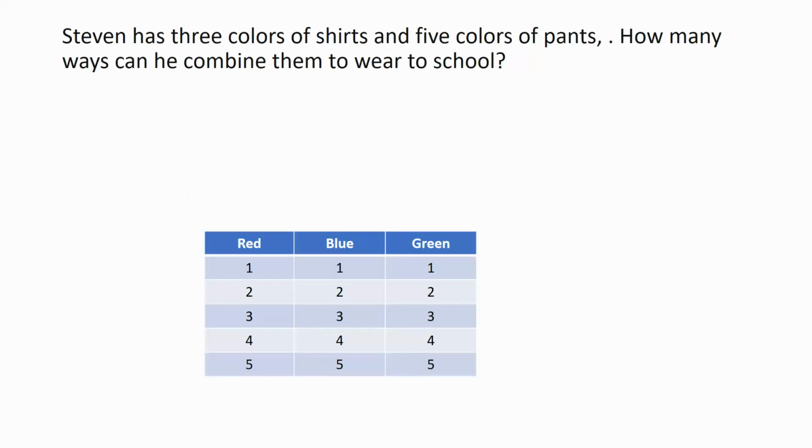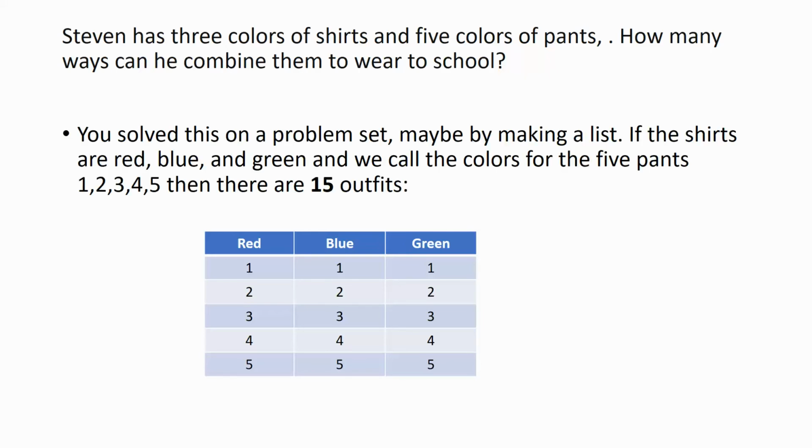In this screencast, we're going to explore the multiplication principle, something you've actually seen already in one of the homework problems. Stephen has 3 colors of shirts and 5 colors of pants. How many ways can he combine them to wear to school? And you solved this on a problem set, maybe by making a list. And we see the list here.